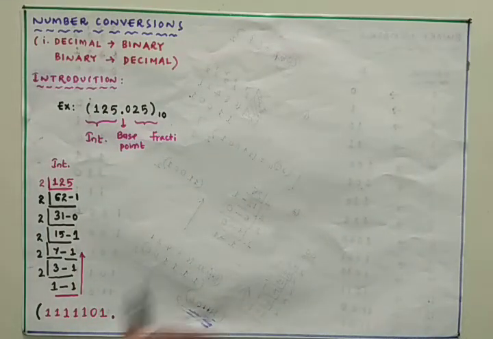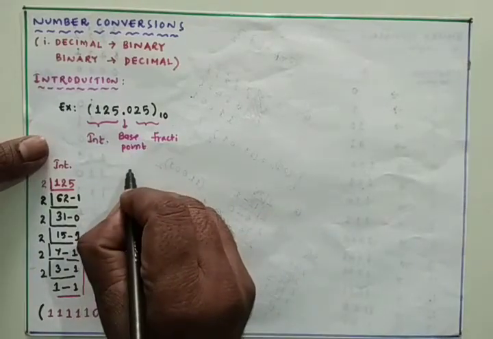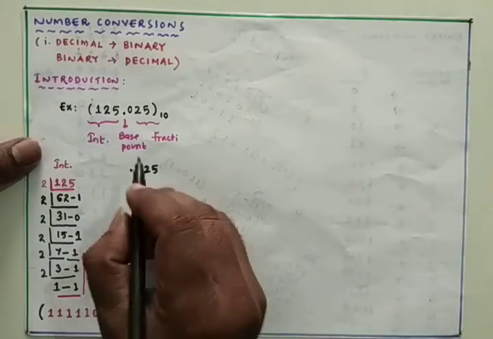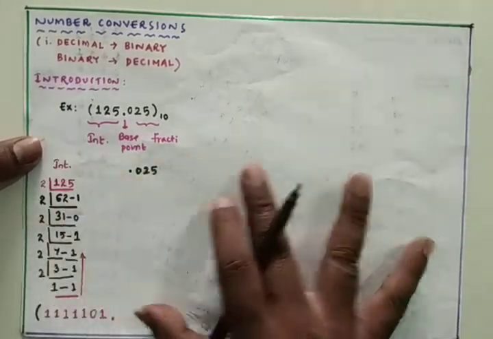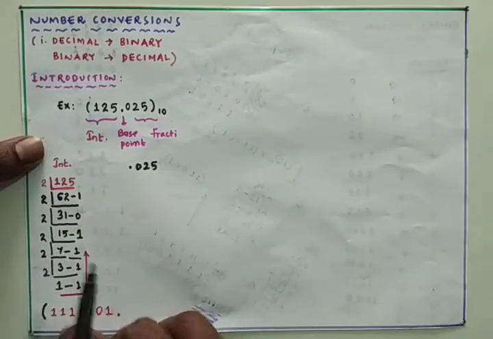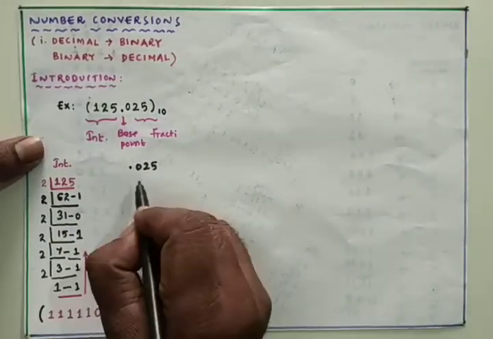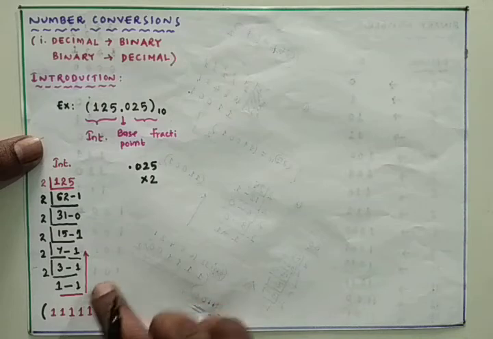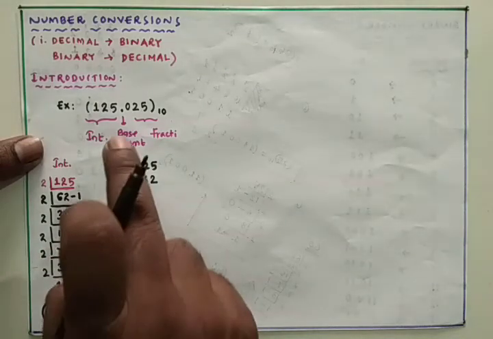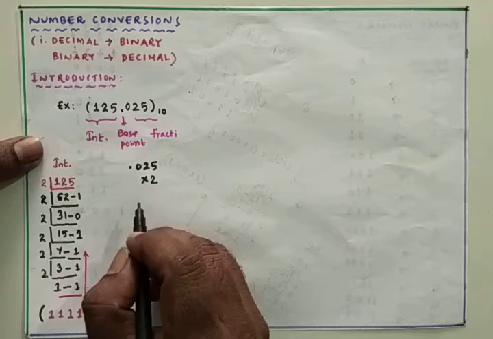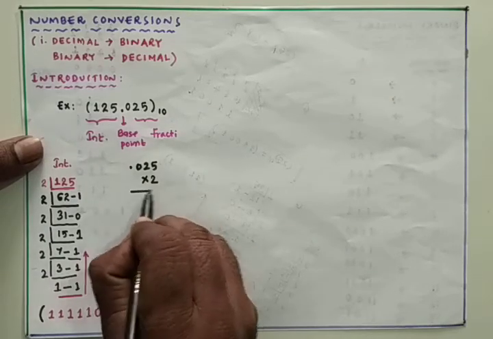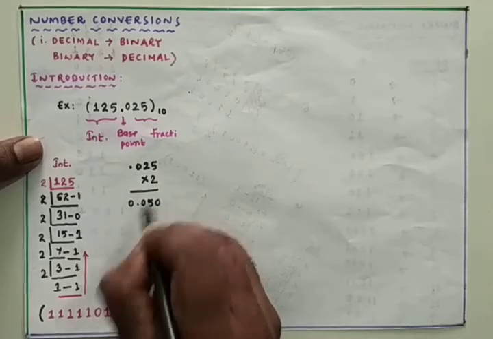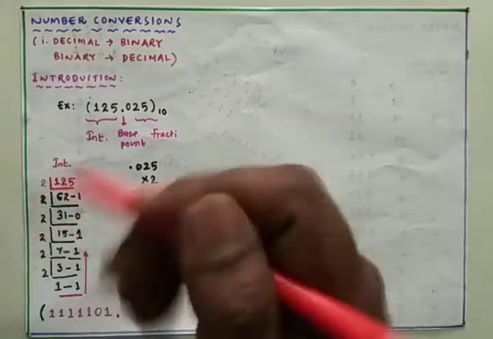Now what is the fractional part? Fractional part, we are having 0.025. If it is an integer part, it is successively divided by 2, and if it is having the fractional part, it has to be multiplied by 2. This is what it is, 0.050. Then we have to collect this one.